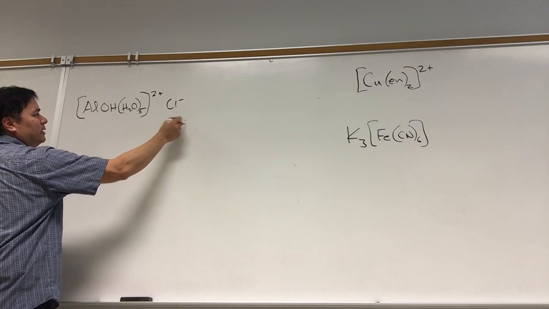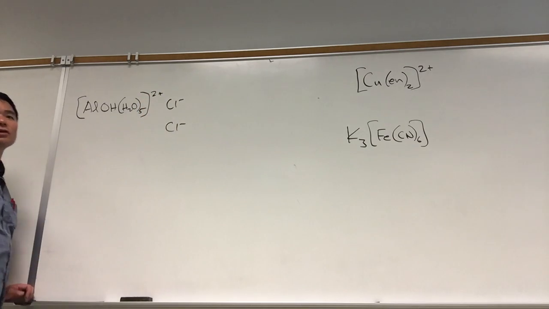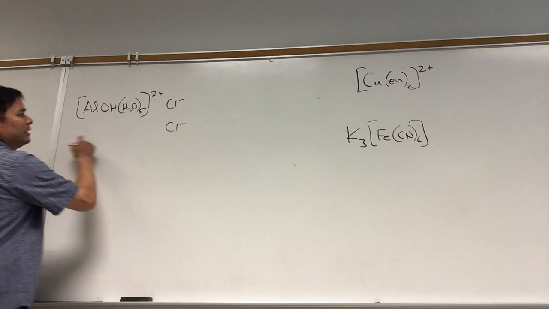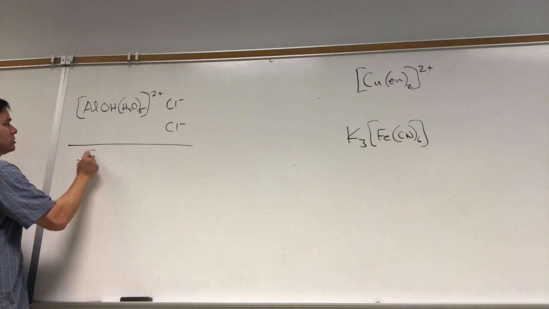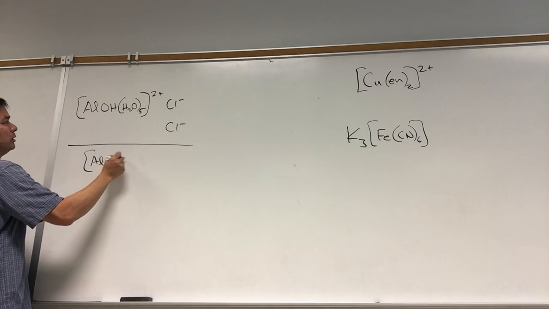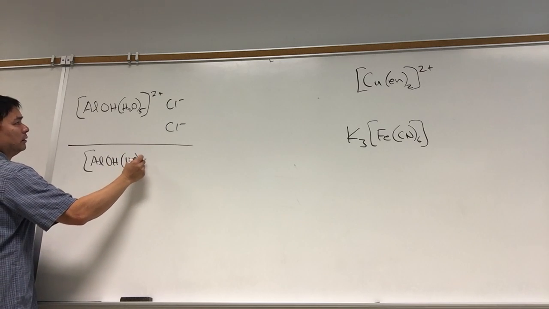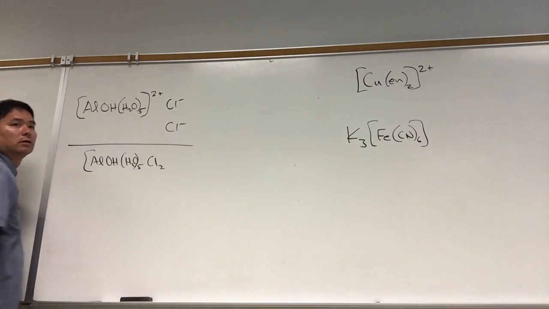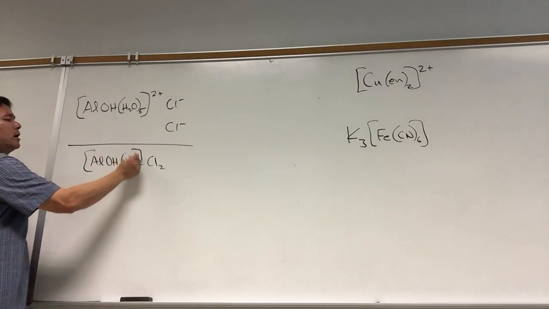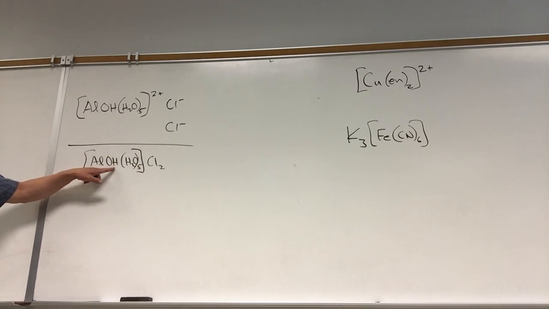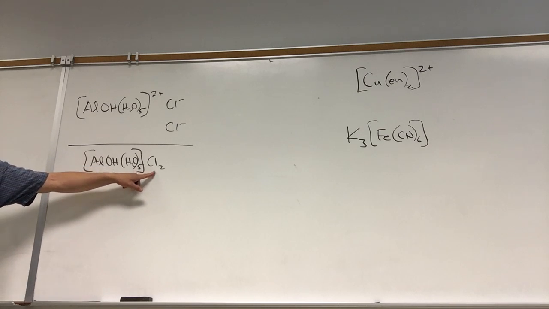How many chlorides am I going to need? I'm going to need 2 chlorides to balance out that charge, right? And so when I add these up, I'm going to get this formula. It's just going to be AlOH, H2O, 5, Cl2. So this would be penta aqua hydroxo aluminum 3 cation with a chloride anion.